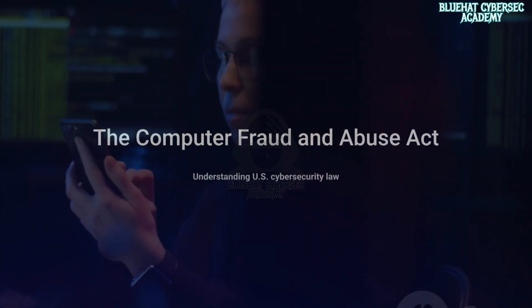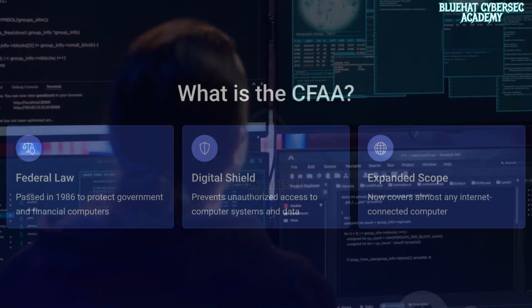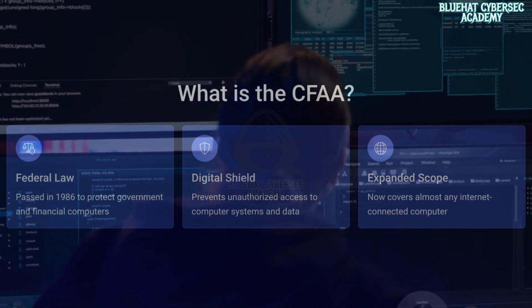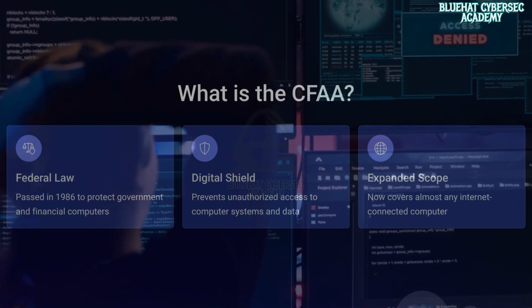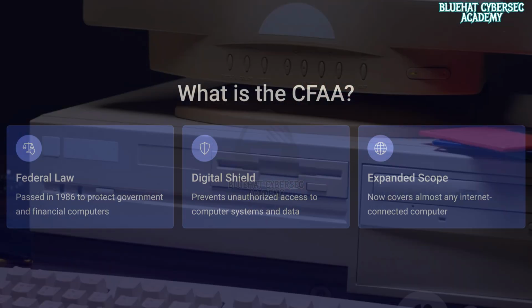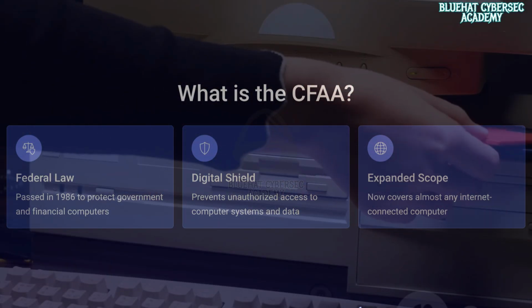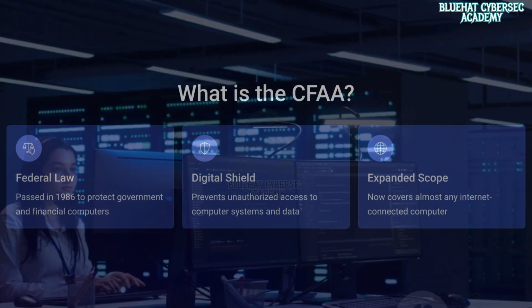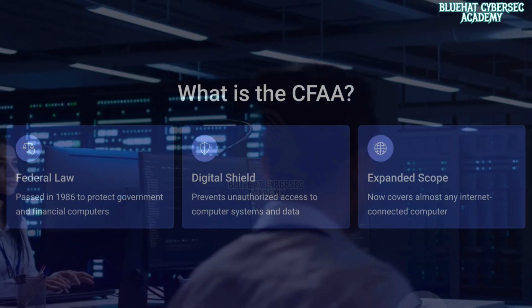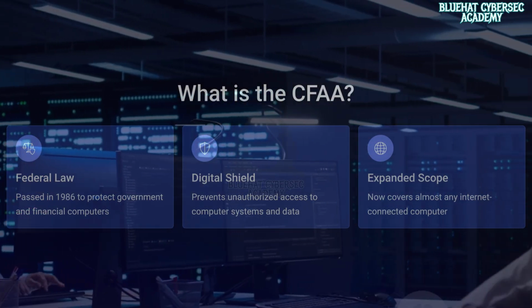Today, we're breaking down the Computer Fraud and Abuse Act, or CFAA. So, what exactly is the CFAA? Simply put, it's a federal law in the United States that makes it illegal to access computers, networks, or data without permission. Originally passed in 1986, it was designed to protect government and financial institution computers from hackers. Over the years, its scope has expanded dramatically to include almost any computer connected to the internet.